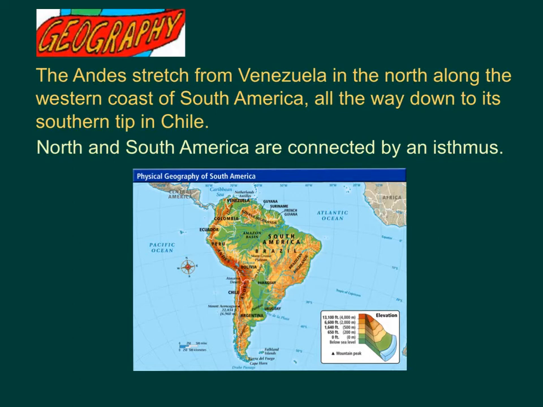North and South America. North America will be up in this area. Here's South America. And then there's this area right here. So this is considered an isthmus that connects the two larger continents. So it connects North and South America through this piece of land right here, known as an isthmus. That's what we commonly call Central America today.